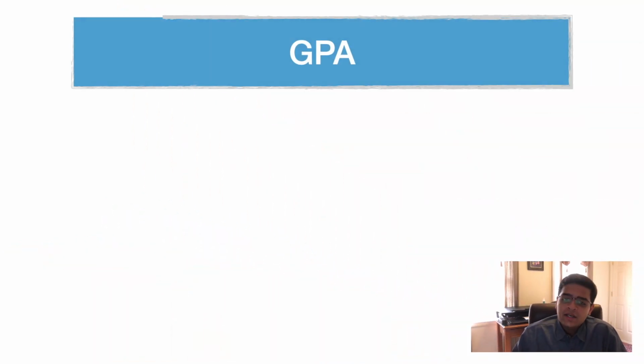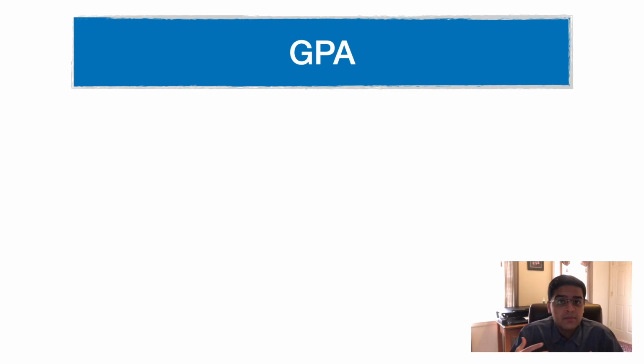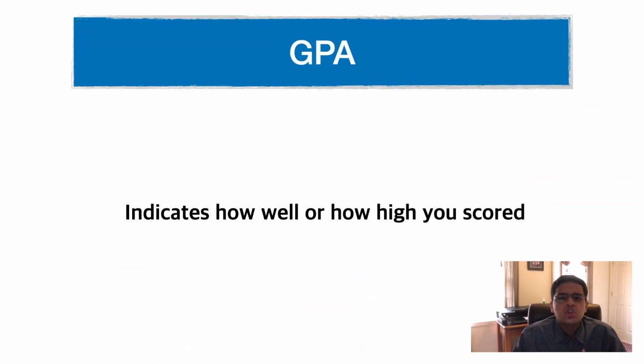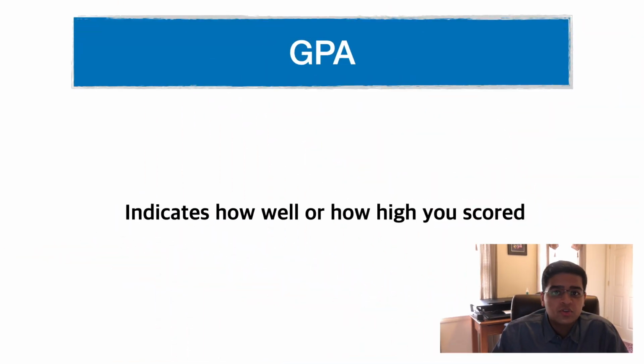Now let's get started with the GPA. The GPA, which is also known as the grade point average, indicates how well you have done in your courses throughout high school, or how well you scored, and it takes all your scores of your various courses that you completed in high school and determines an average. There's more weightage if you do an AP course, an honors course, versus maybe a lower level course.